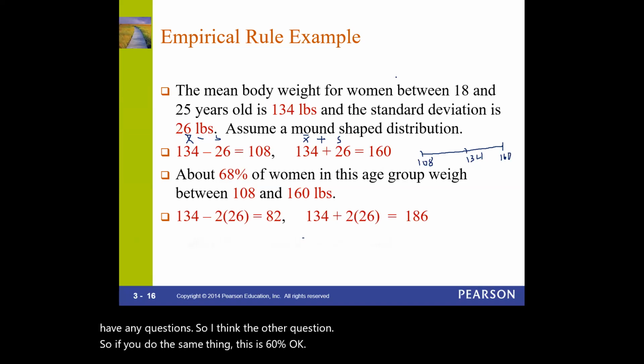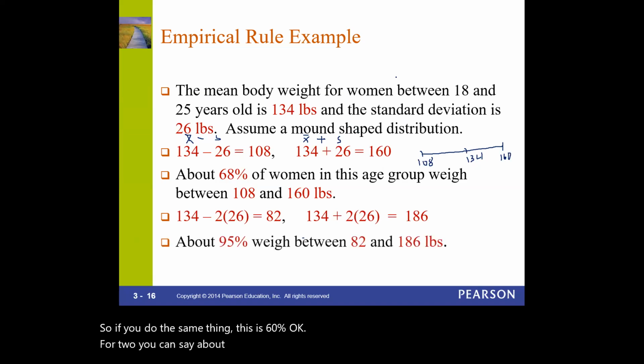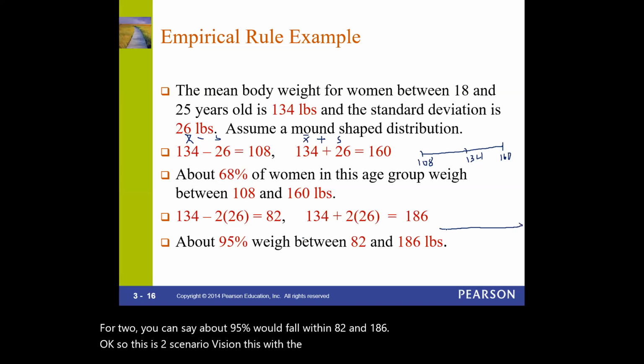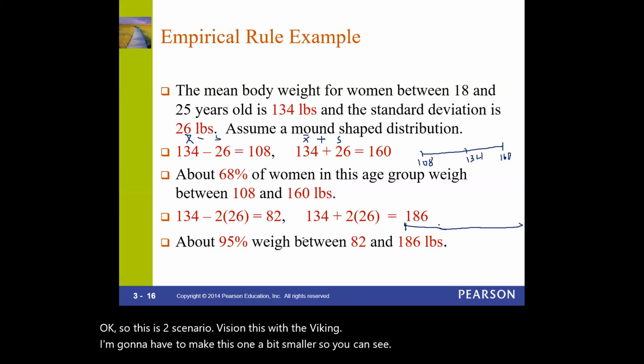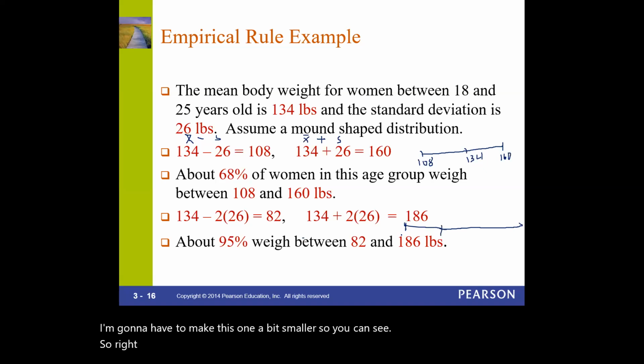For 2, you're going to say about 95% will fall within 82 and 186. Okay, so this is 2 standard deviations. Let's do the bar again. I'm going to have to make this one a bit smaller so you can see. So right here, this is 82.